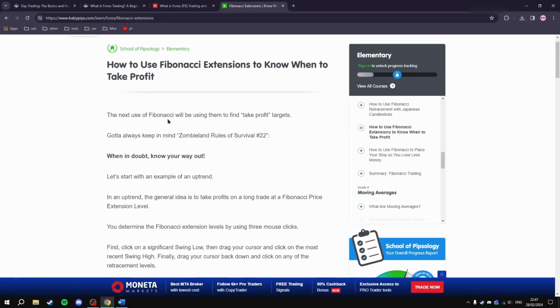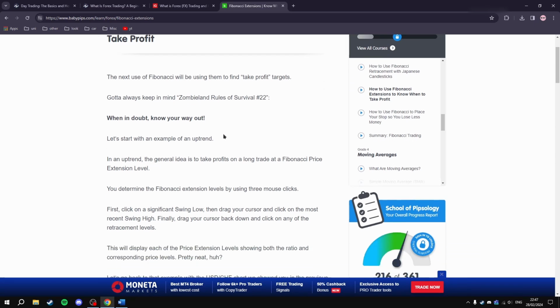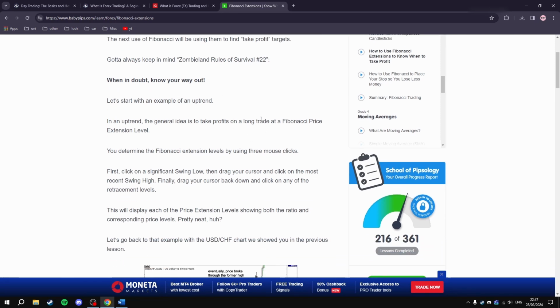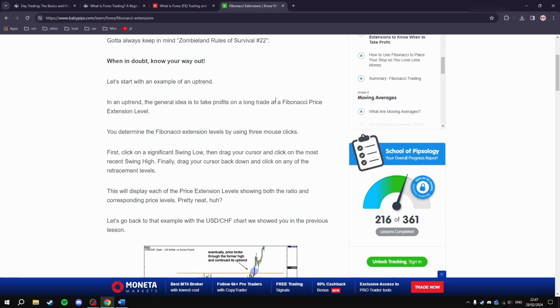The next use of Fibonacci will be using them to find take profit targets. But always keep in mind Zombieland rules of survival number 22: when in doubt, know your way out. Let's start with an example of an uptrend. In an uptrend, the general idea is to take profits on a long trade at a Fibonacci price extension level.